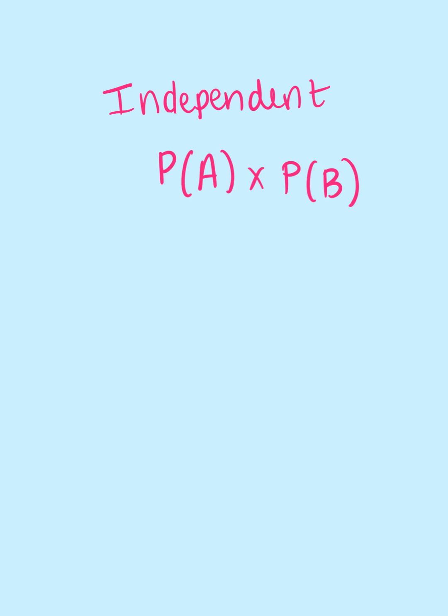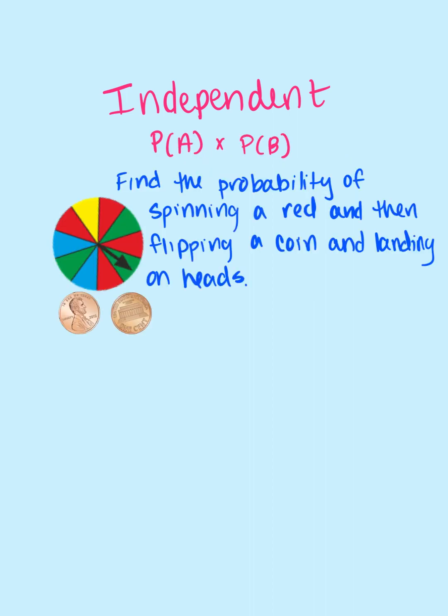We're going to first talk about finding probability of independent events. To do this, you're just going to simply multiply the probability of event A happening times the probability of event B happening. So let's do some examples. We're going to find the probability of spinning the spinner and landing on a red, and then flipping a coin and landing on heads.